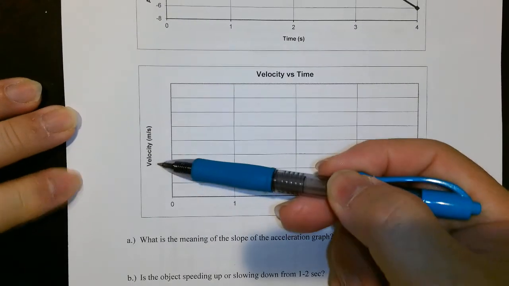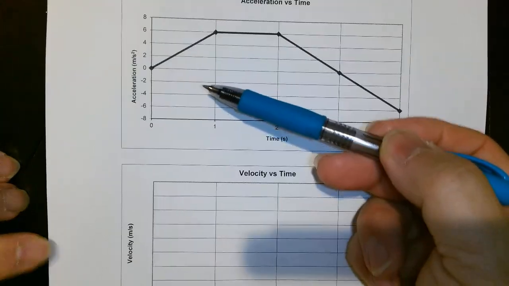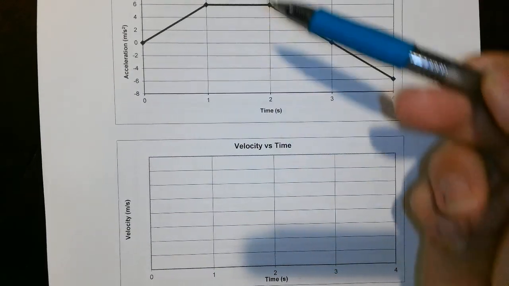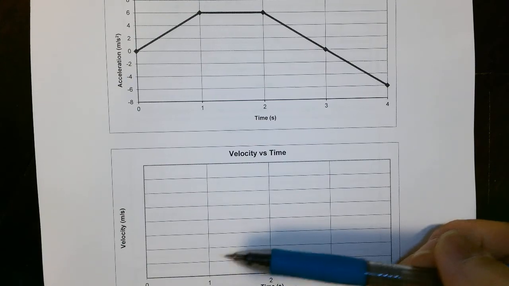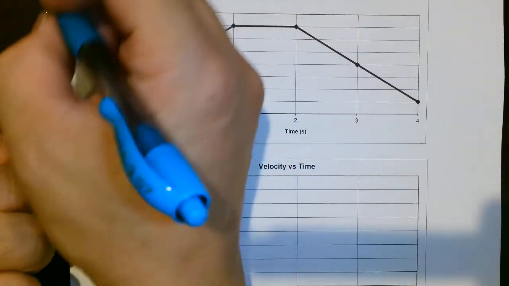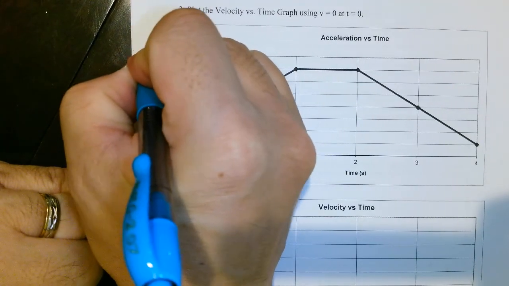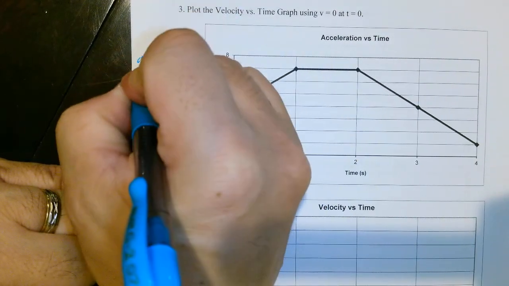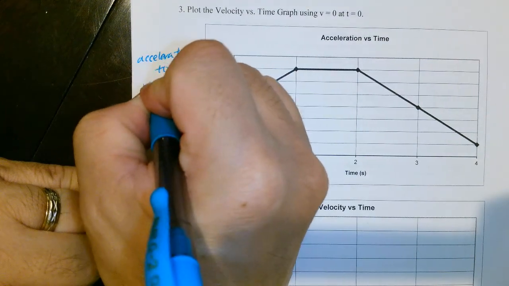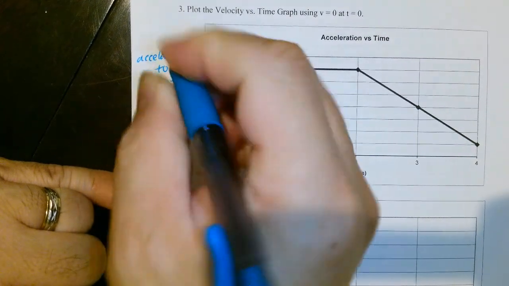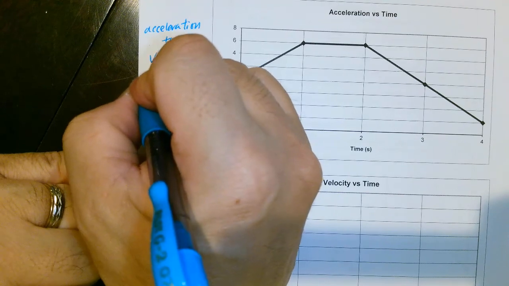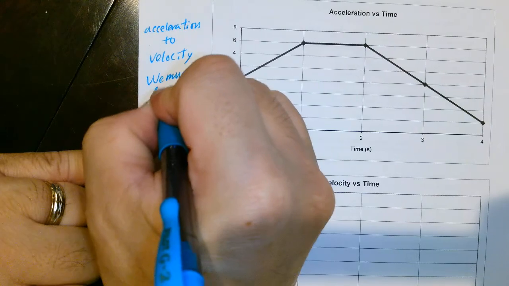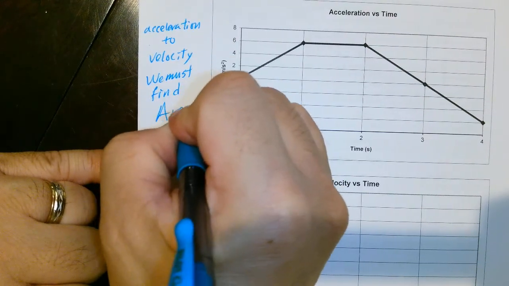We all know that going from velocity to acceleration, we have to find the slope of the velocity versus time. But going from acceleration to velocity, we have to find area, right? So from acceleration to velocity, we must find area, right?